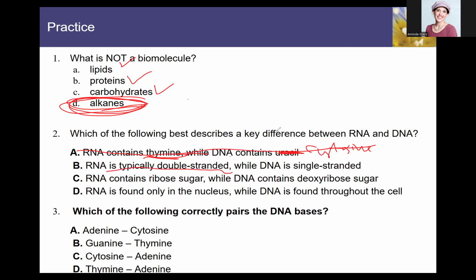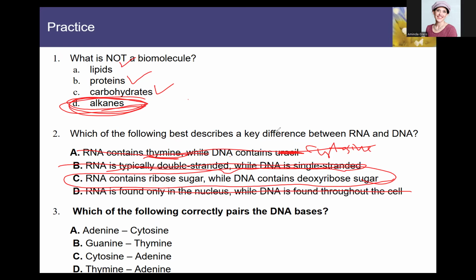RNA is typically double-stranded while DNA is single-stranded. That's incorrect because DNA is double-stranded. RNA is single-stranded. RNA contains ribose sugar while DNA contains deoxyribose sugar. That is correct. And RNA is only found in the nucleus while DNA is found throughout the cell. That's incorrect. That's actually flipped.